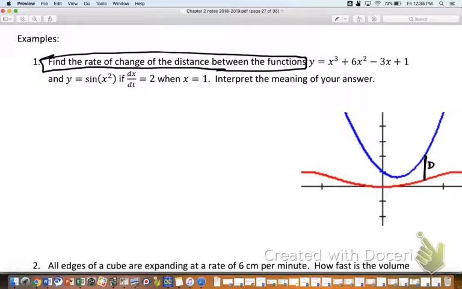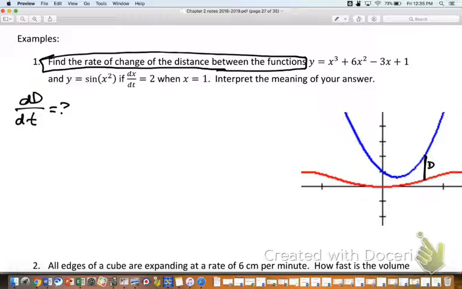I'm going to label that with the letter D. You could label it with a Y or an H or something, but I'm going to label it with a capital letter D for distance. Make sense? So I'm going to now say that the objective for me is dD/dt. That's my unknown. dD/dt.